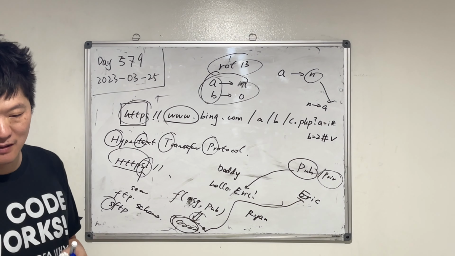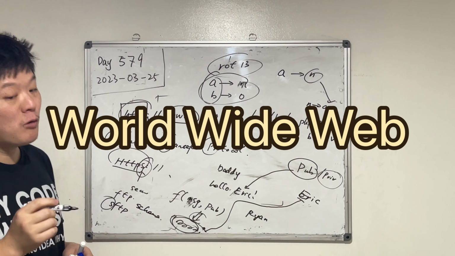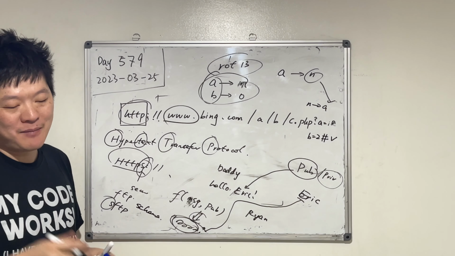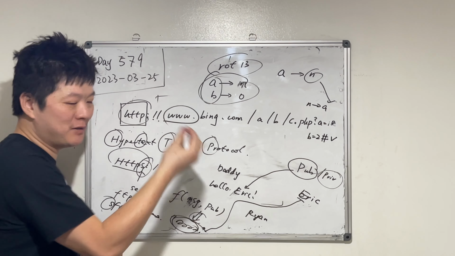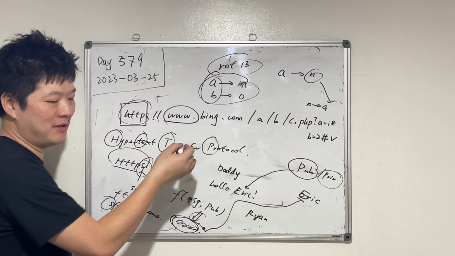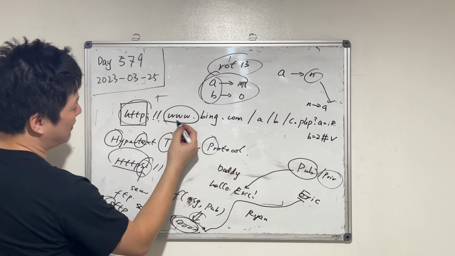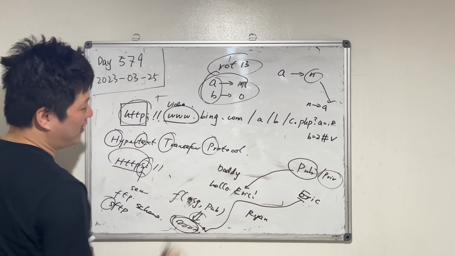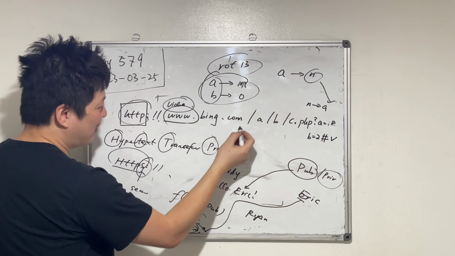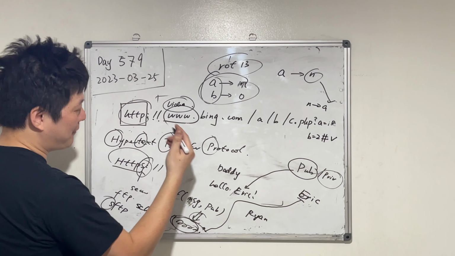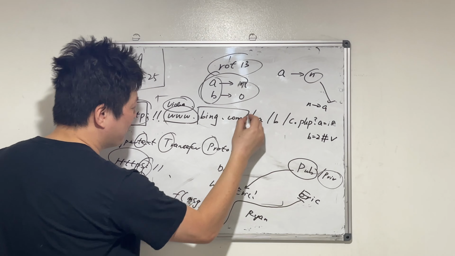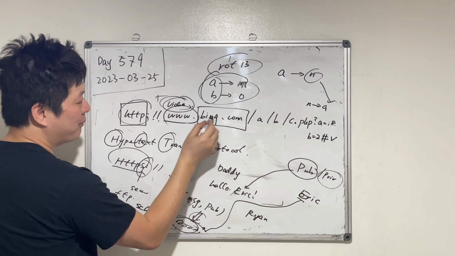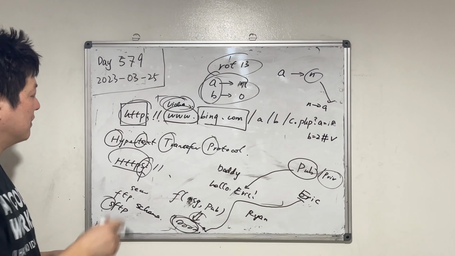www. What's that? World Wide Web. Well done. Okay, so this could be something else. It doesn't have to be www. Technically, www is a subdomain. So I could say video.bing.com. People know video.bing.com is a subdomain of bing.com. This is the main domain. Everything before the main domain is the subdomain.